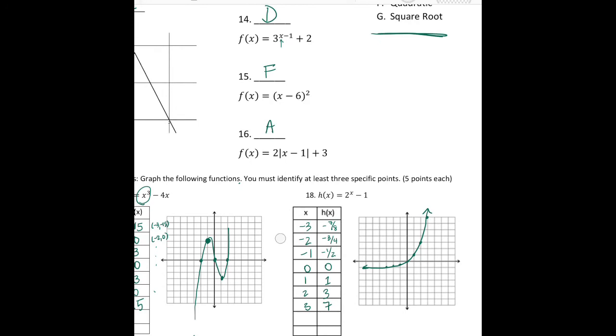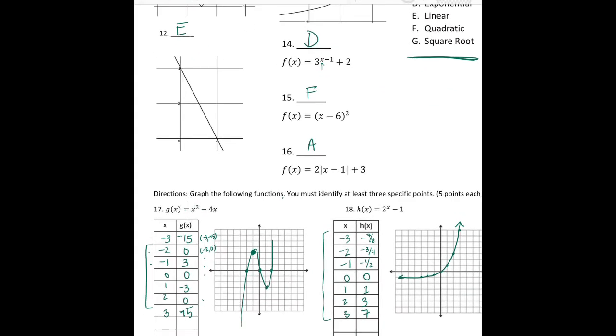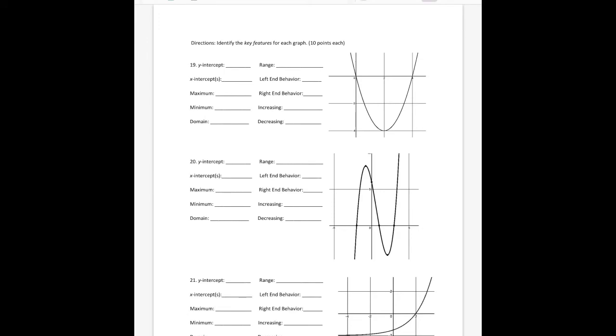So make sure you just fill in this table. I recommend doing about 6 points so you can see what the general feel of the graph is going to be. And just make sure you double check what it's supposed to look like using your parent functions, like exponentials and cube functions. I'm just going to do one of these.